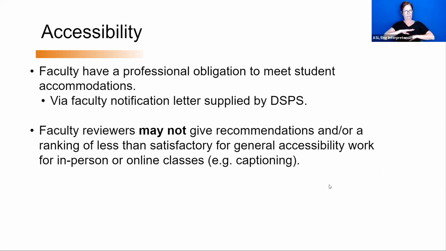However, it's also important to note that faculty reviewers may not give recommendations and/or a ranking of less than satisfactory for general accessibility work for in-person or online classes. So for example, you cannot require that the faculty member closed caption materials. You cannot require that they use universal design. It doesn't mean that if you as a faculty member have decided you want to do this work, you are not absolutely able to. But per our contract, this general accessibility work is not required and therefore cannot be recommended.